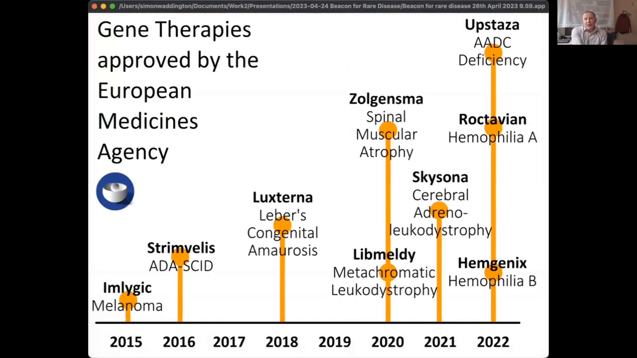So now in the EU, these are the medicines that have been approved by the European Medicines Agency. The most recent approvals were for Upstaza, Roctavian, and Hemgenix for a disease called aromatic acid decarboxylase deficiency, haemophilia A and haemophilia B. And Uta may go into this more, but some of these diseases were, in theory, some of the easier diseases to treat, which is why they have now reached market approval.